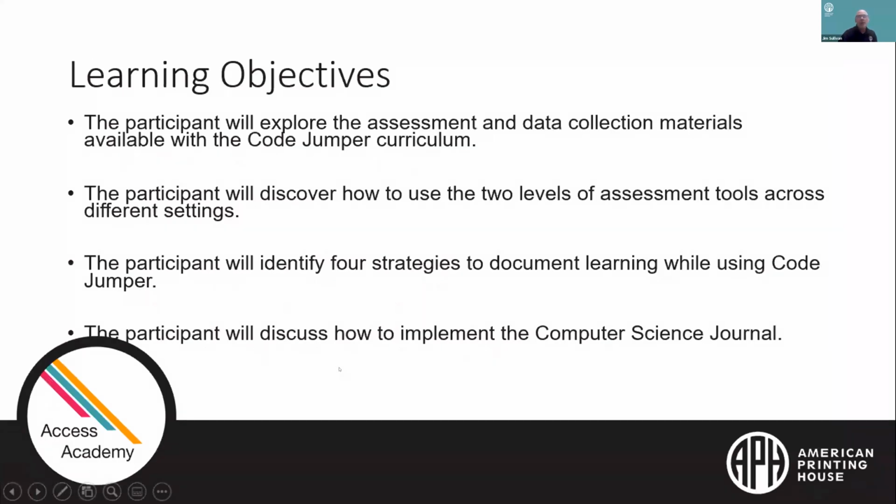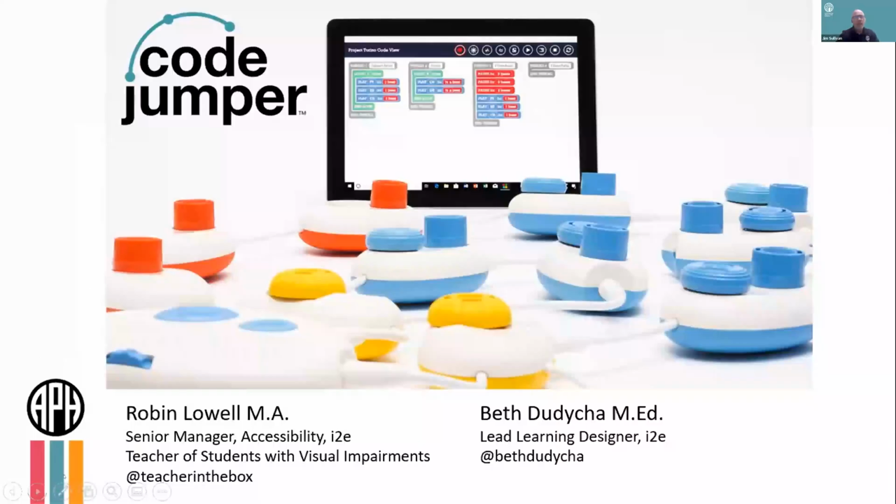Our learning objectives specifically are to explore with you the assessment and data collection materials that are available in the CodeJumper computer science curriculum. We want you to discover how to use the 2 levels of assessment that are available in that curriculum. We will identify 4 strategies to document learning while using CodeJumper. And then finally, we will discuss how to implement and use a computer science journal. And I believe that is it.